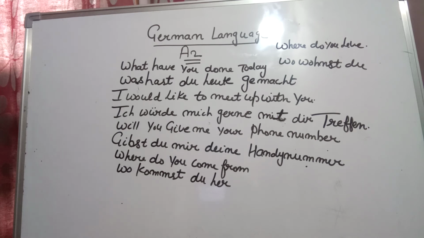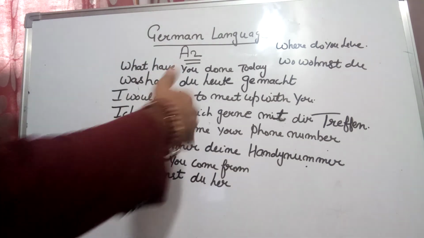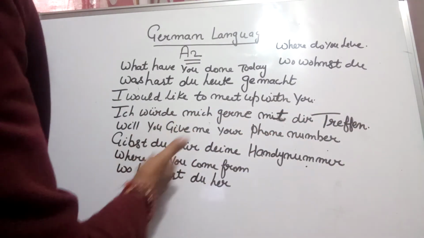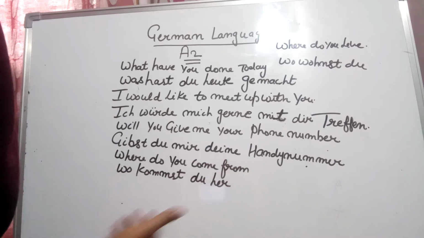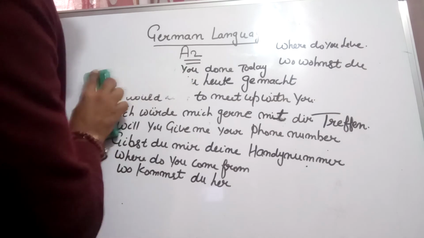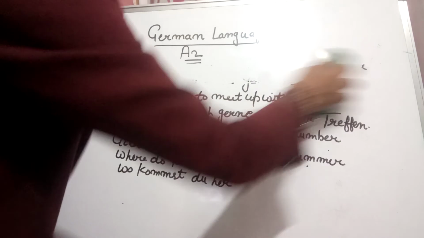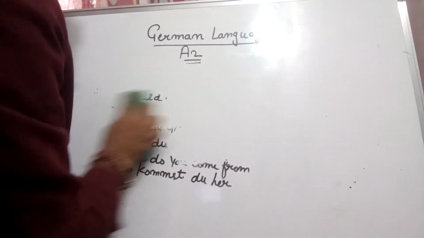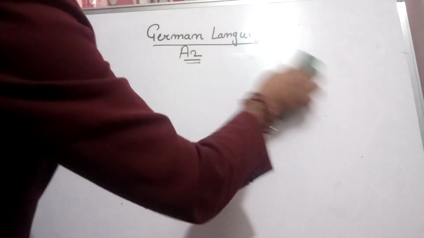Sorry, where do you live? Where do you live? So here we have wo wohnst du. Speak up. Wo wohnst du? If you say where do you live, what will you say? Wo wohnst du? That is where do you live. Is that clear to you?